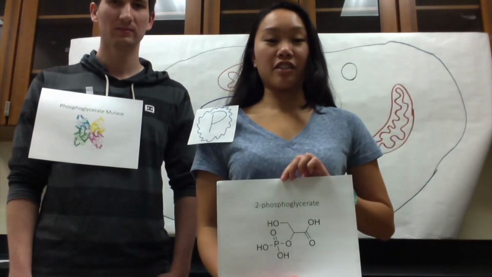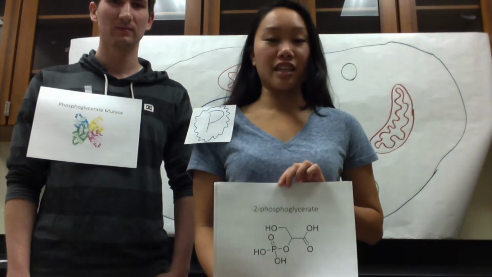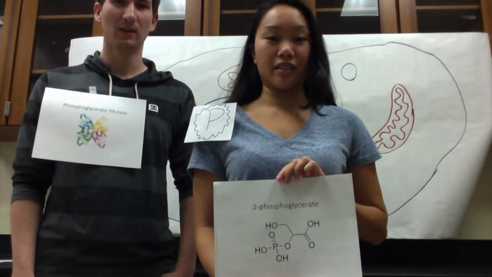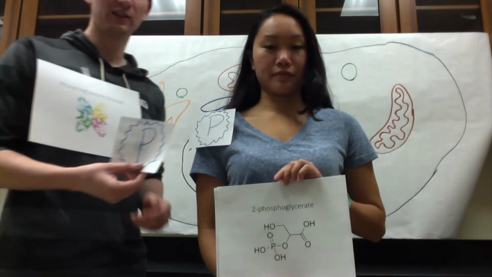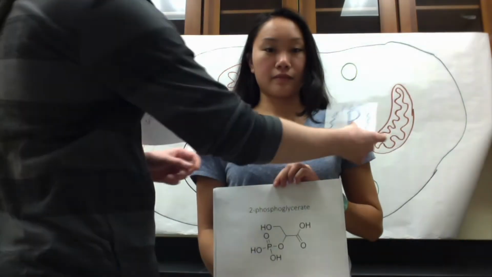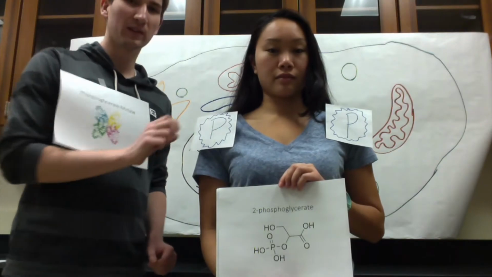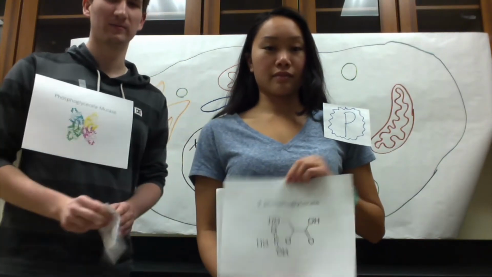2-phosphoglycerate gets converted to 3-phosphoglycerate using the enzyme phosphoglycerate mutase. Phosphoglycerate mutase accomplishes this by attaching a new phosphate to the 3' carbon and removing the phosphate from the 2' carbon.